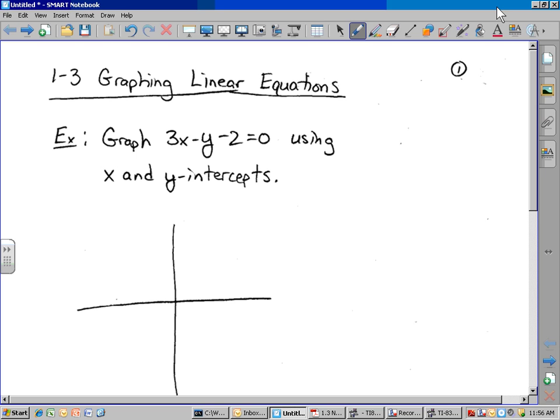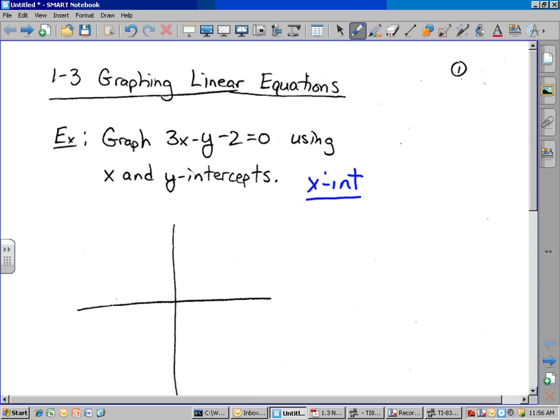Right, 1.3 graphing linear equations. We're going to start with an example. This is all review. We're going to graph the line 3x minus y minus 2 equals 0 using x and y intercepts. So how do we find an x-intercept?